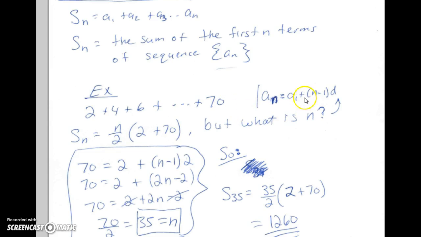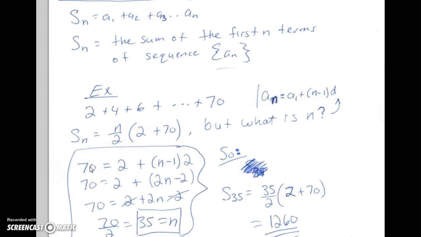Okay, so we're going to go back to this formula where we're going to solve for n. We know the nth term is 70. We know the first term is 2. We just don't know what n is. We know the common difference: 4 minus 2, 6 minus 4. The common difference is 2. Okay? So look, I use this formula here just to find n.